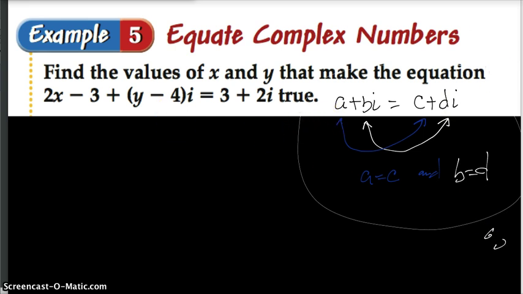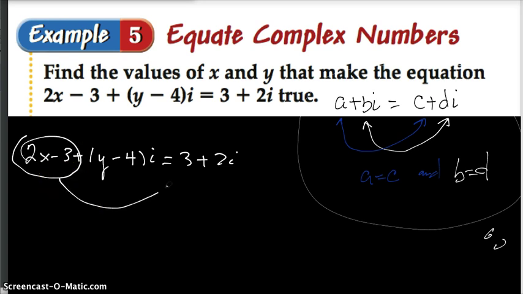So here's this problem. It says that we're going to find the values of x and y that make this equation true. So if I have 2x minus 3 plus y minus 4i, and that's equal to 3 plus 2i, just as I told you, the real part must equal itself, the imaginary part must equal itself. So the real part here, all of this, must equal 3, because this is the part that's not being multiplied by i. And here, this part that's being multiplied by i must equal this other side that's being multiplied by i. Therefore, this is equal to that.